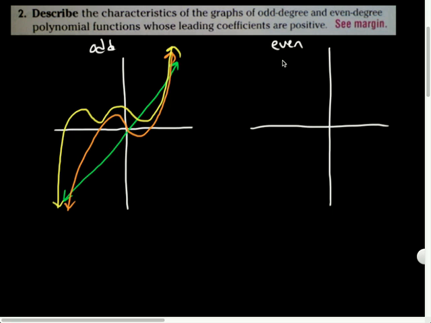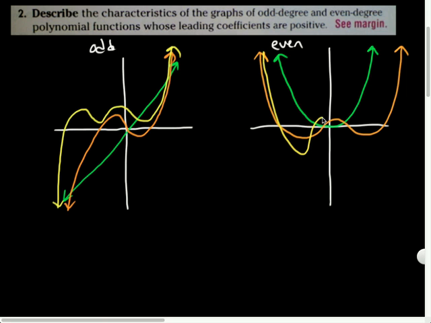Let's look at even degree. So let's see, y equals x squared would have been a plain old vanilla parabola. A fourth degree polynomial might have looked like this. And a sixth degree polynomial might have looked like this.